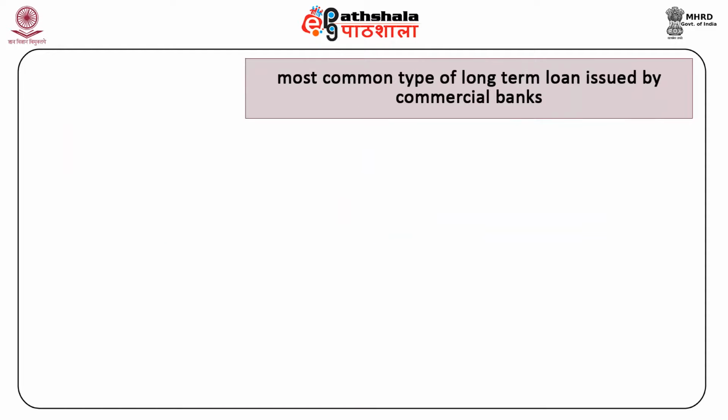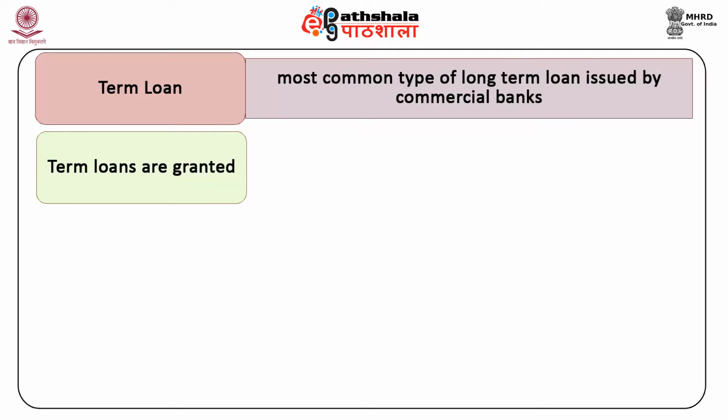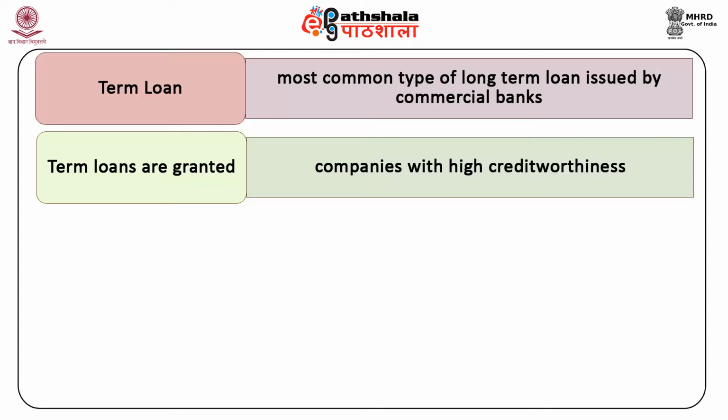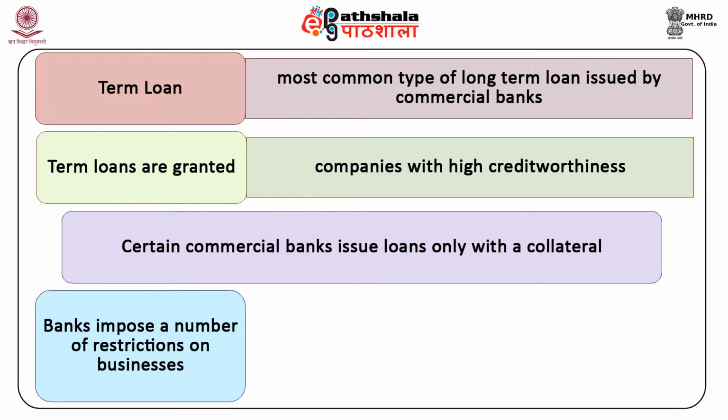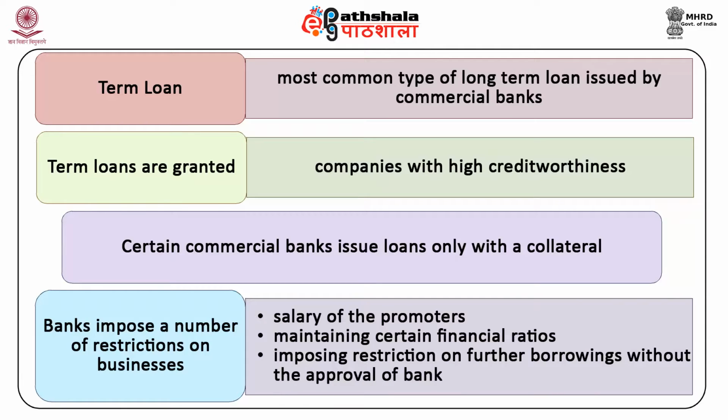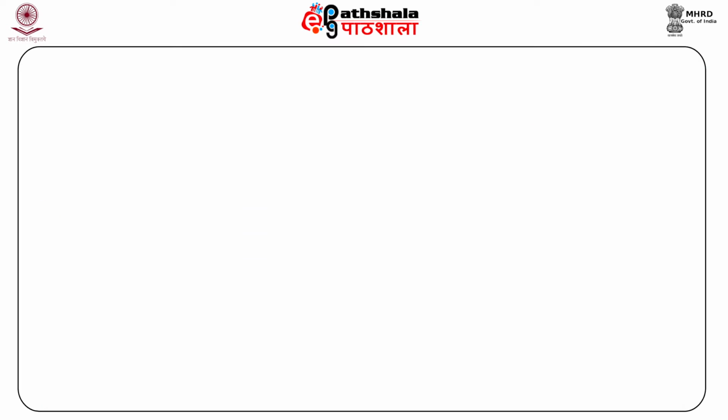The most common type of long-term loan issued by commercial banks is the term loan. Term loans are normally granted to companies with high creditworthiness. Certain commercial banks issue loans only with a collateral. The banks impose a number of restrictions on businesses, such as limits on the salary of the promoters, maintaining certain financial ratios, or restrictions on further borrowings without the approval of the bank.